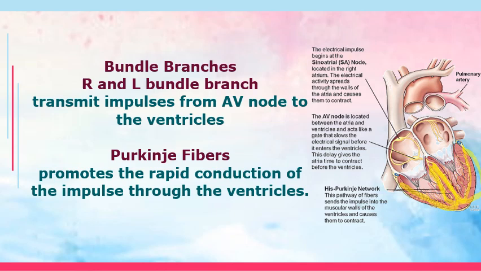So once again, if there is a malfunction of your SA node, it will be the AV node that will take over. Your AV node might be able to sustain vital functions for some time. However, if your AV node would fail, your bundle branches and your Purkinje fibers will not be able to sustain vital functions because their rate is less than 40 beats per minute. So try to remember that. SA node, AV node, then you have your bundle branches going towards your Purkinje fibers.